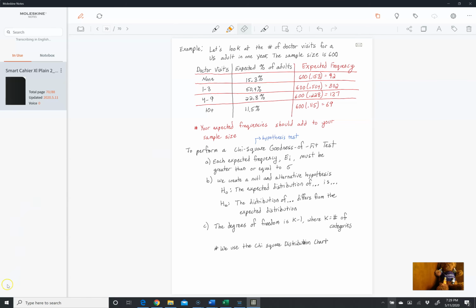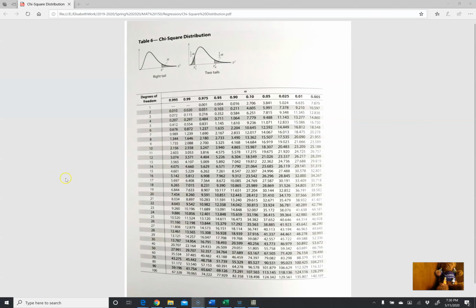Okay, let's take a look at that chart. So this is the chi-square distribution chart. So it's easy to use. It's just as easy as the t-distribution chart. Okay, you have your alpha, which is your level of significance. And then you have your degrees of freedom. So if you're talking about a level of significance of 0.1 and degrees of freedom of 4, you go over to 0.1 and you go down to 4. Okay, this is very simple to use.